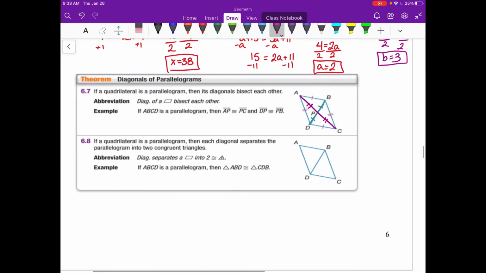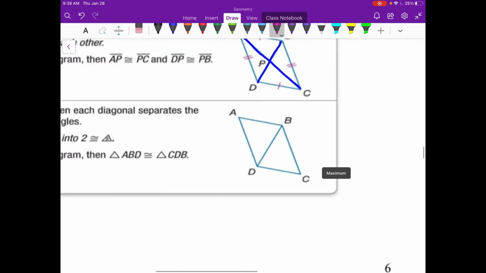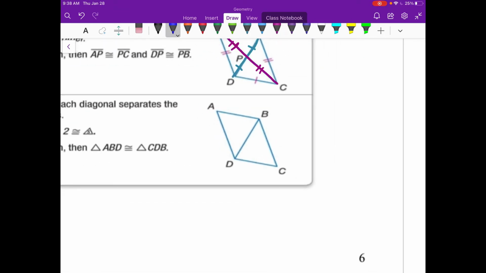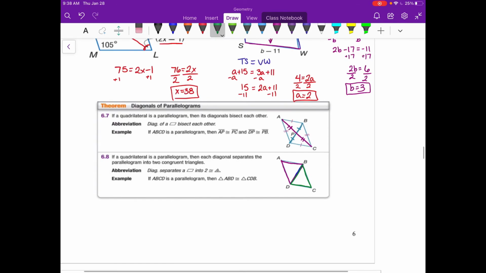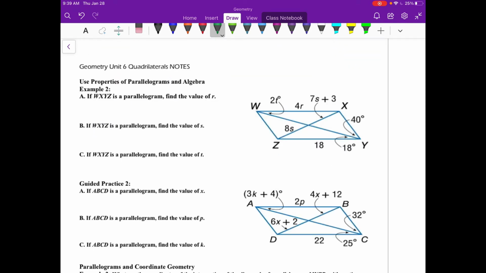And then 6.8 says, if a quadrilateral is a parallelogram, then each diagonal separates the parallelogram into 2 congruent triangles. So in this parallelogram, this is our diagonal BD, and it separates this parallelogram into one triangle here that's congruent to this other triangle here. 2 congruent triangles.